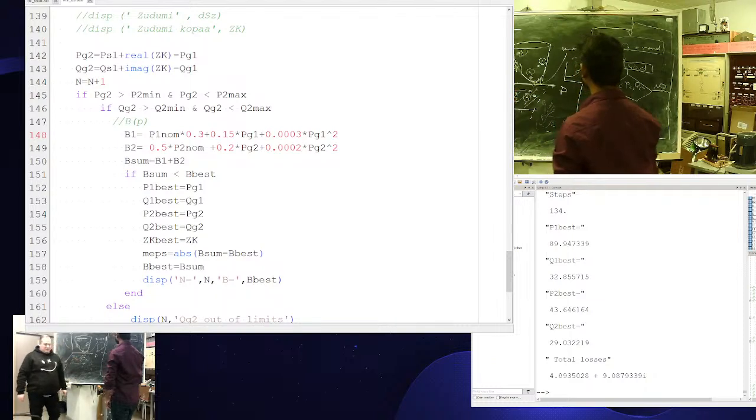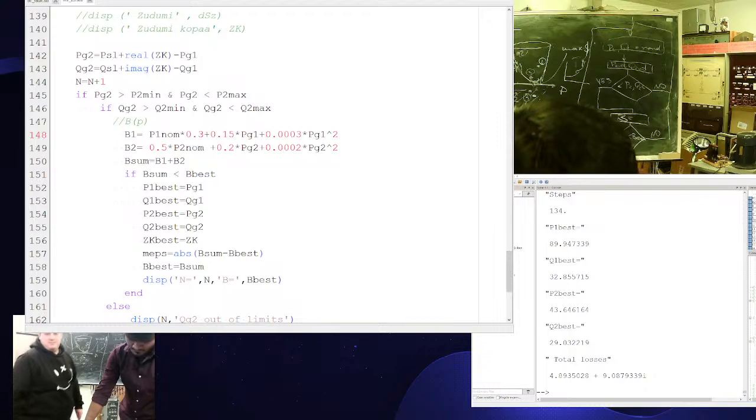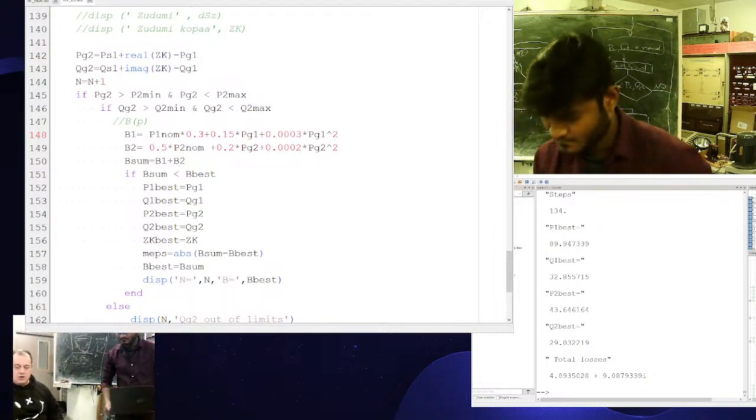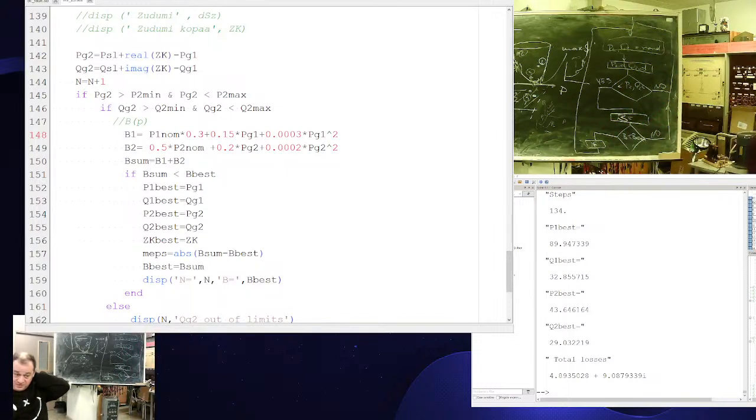Believe me, Monte Carlo works better. Genetic algorithms work even better. I don't know, do I have time? For larger ones.